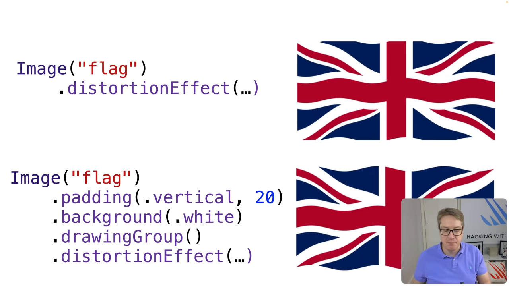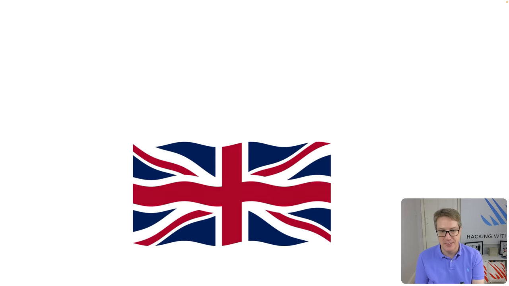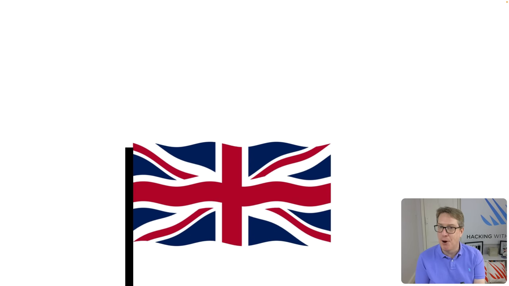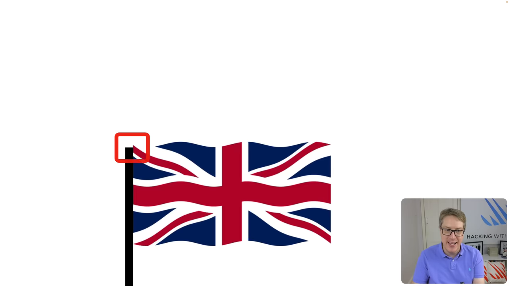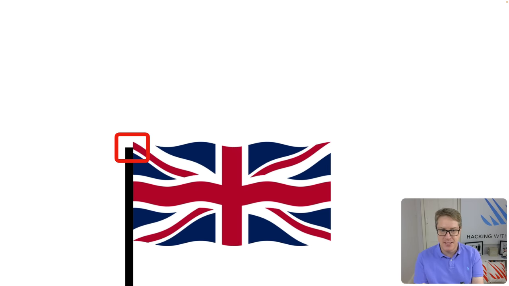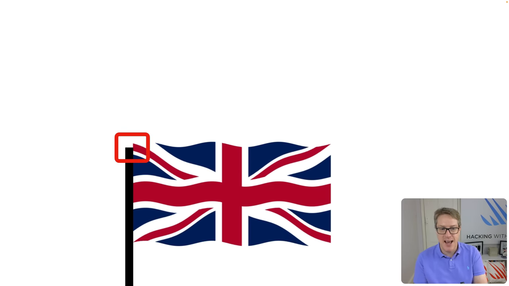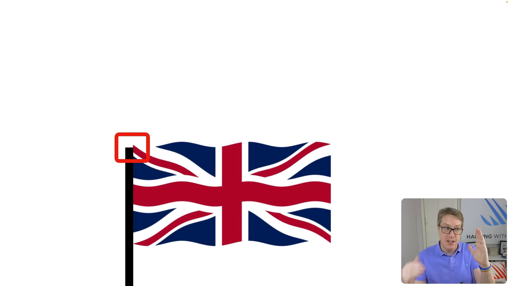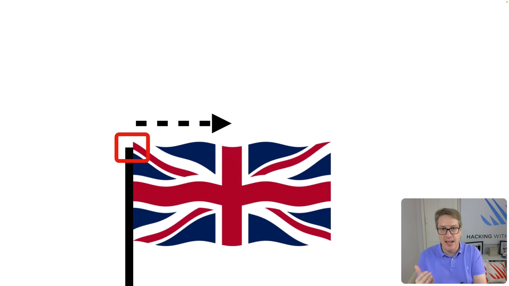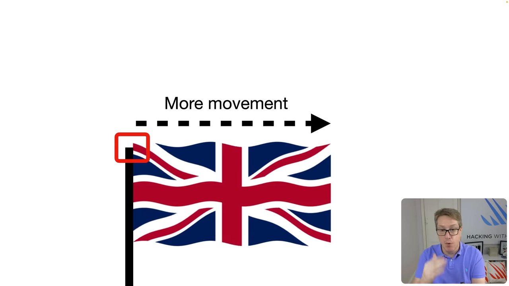But we can take this effect further. We can create a relative wave effect, because this flag right now isn't ideal, right? If you think about this flag attached to a virtual flagpole, and you look at the top left corner here, you can see it's actually not physically possible. It's escaping the flagpole on the left-hand side there because it's moving outside the range of the available space. It's not attached to the flagpole, really. That's not how flags work. Flags attached to the flagpole will move less when they're close to the flagpole and move more the further away they are. And we can get the same thing in Metal. We can say the further we are away from the edge, apply more and more movement.